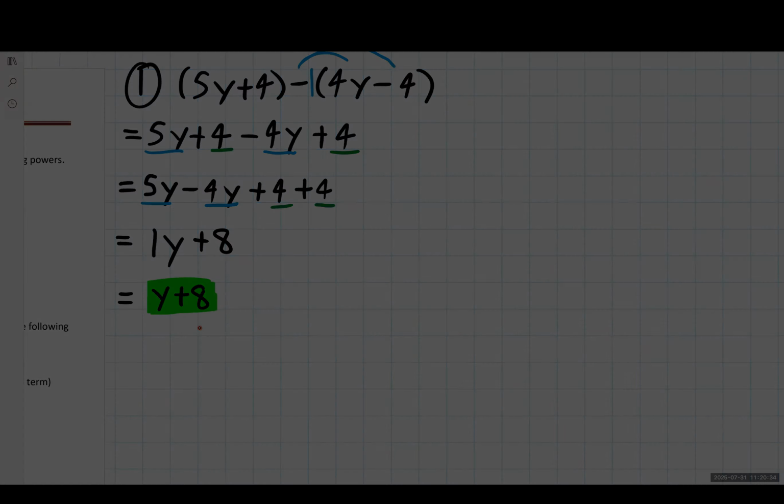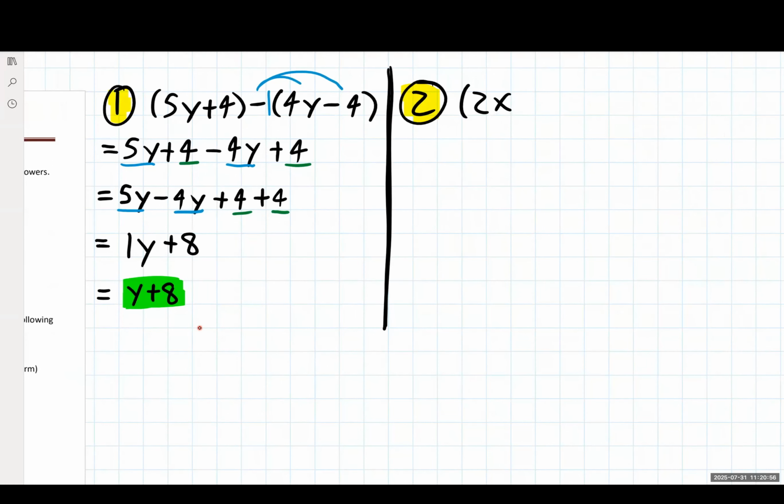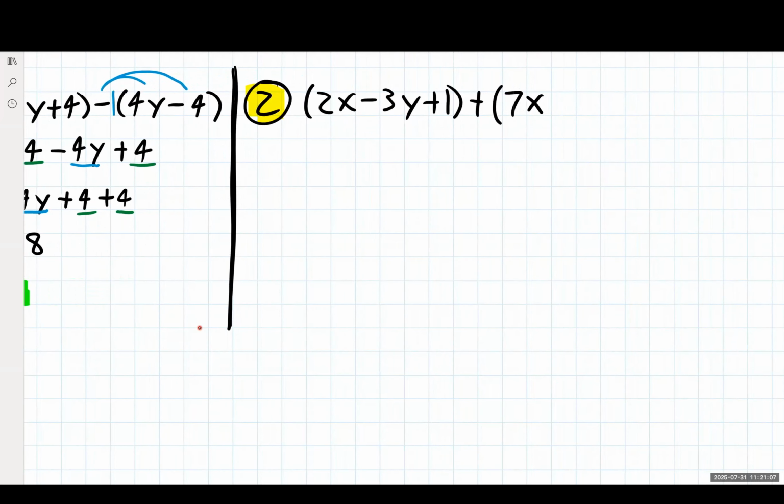For example 2, we've been given 2x minus 3y plus 1. And we are adding the polynomial 7x plus y minus 5. Okay? So I have a trinomial plus another trinomial. I have 3 things that are adding or subtracting in this first polynomial, and I have 3 things that are adding or subtracting in this second polynomial. So that's where we get trinomial plus trinomial.